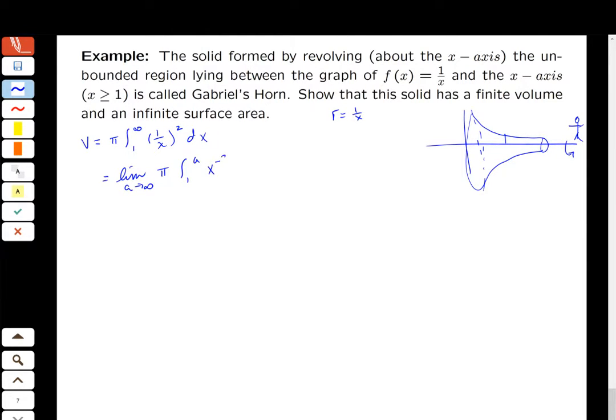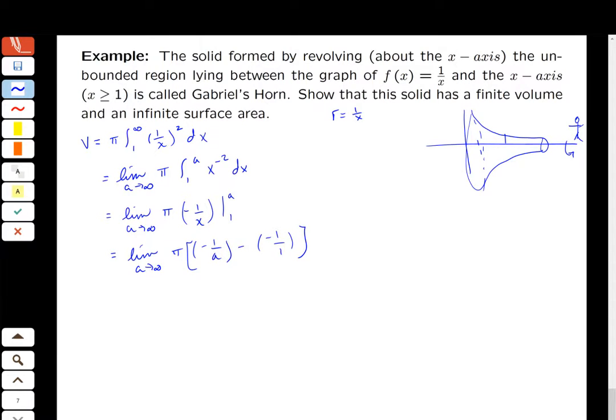I'm going to write it as x to the minus 2 dx. How do you integrate x to the minus 2? Negative 1 over x, right? And that goes from 1 to a. Plug in our a. Negative 1 over a minus negative 1 over 1.